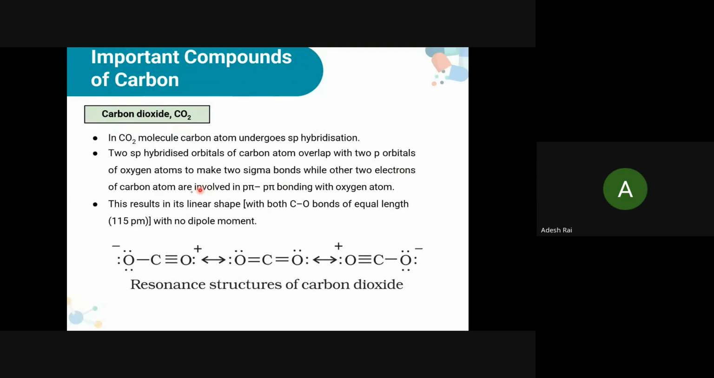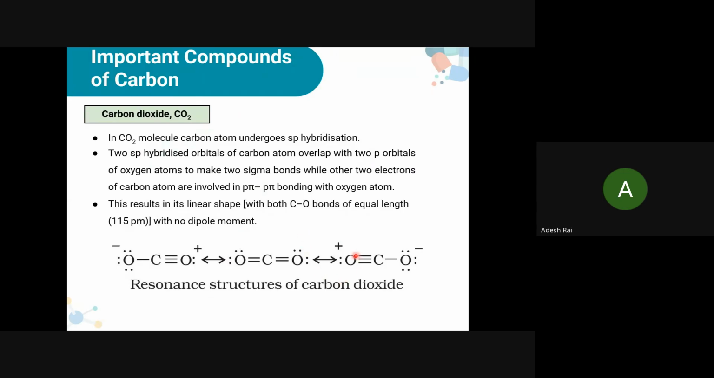While the other two electrons of the carbon atom are involved in p-pi bonding with the oxygen atom. You can see this pi bond. So this is the p-pi bond which we are talking about. This results in a linear shape with both carbon-oxygen bonds of equal length. What is the bond length? 115 picometer. And there is no dipole moment.